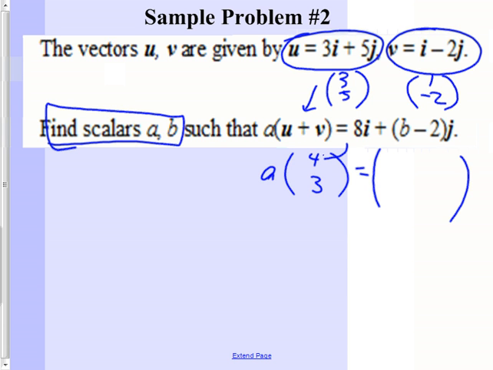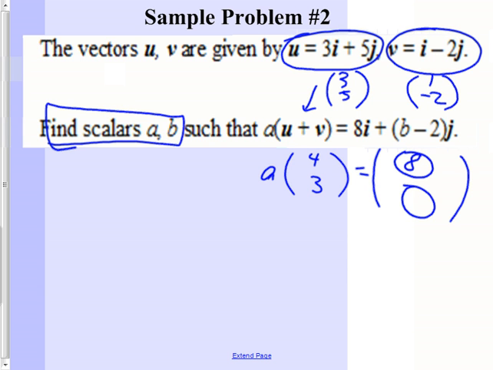Okay, so what's this top thing? What is that for? It's 4 in the I direction, right? What's this 3 down here? 3 in the J direction. So we've already got our column as I and J. Now that you think of it that way, what should this spot be and what should that spot be?